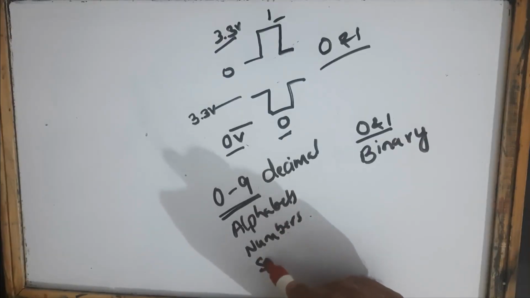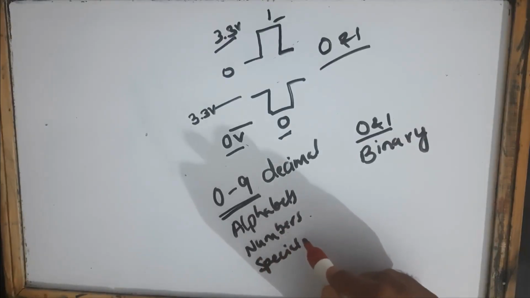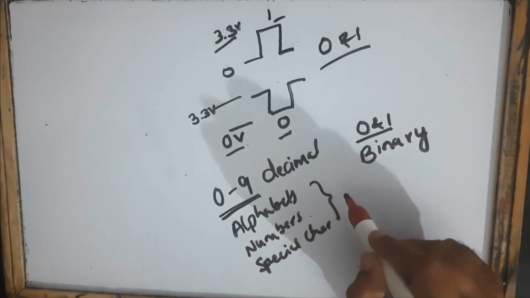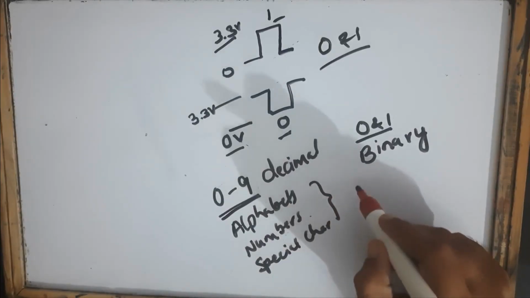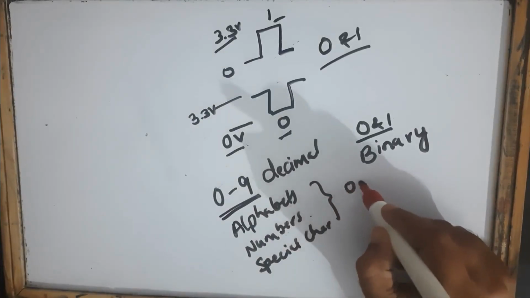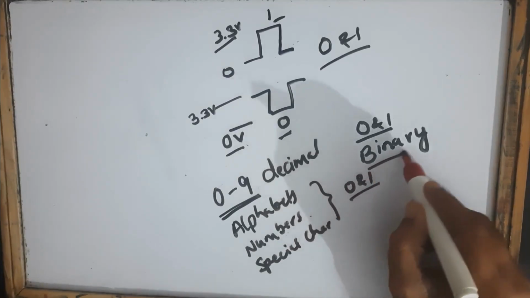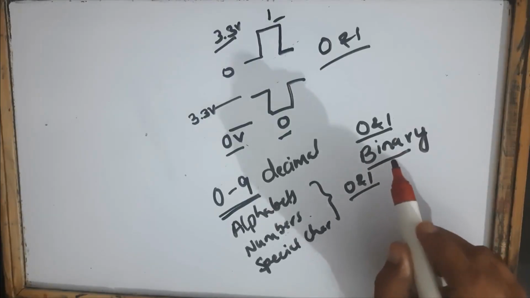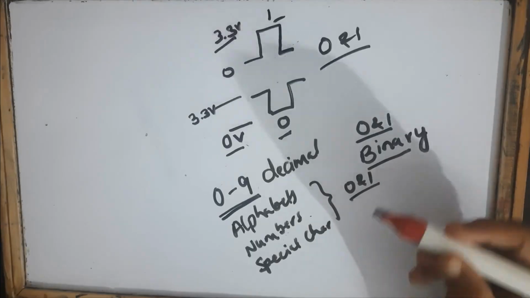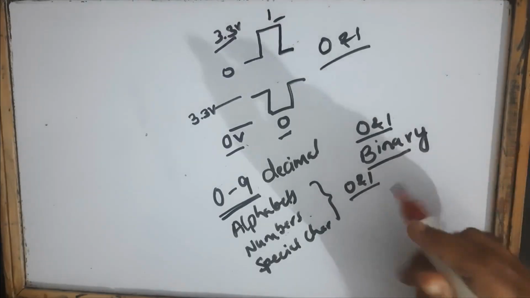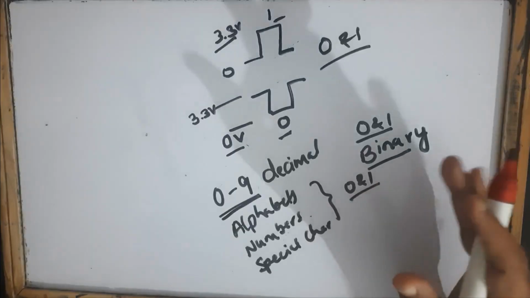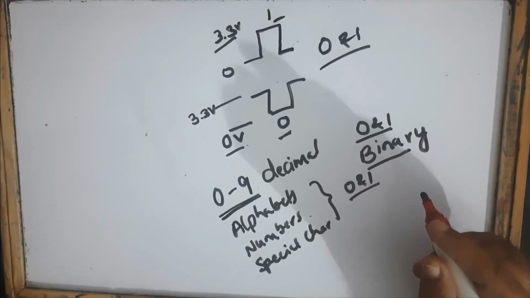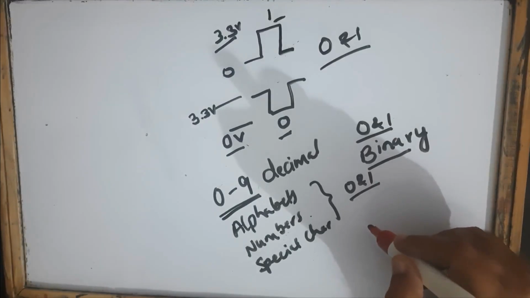numbers, special characters, everything will be fed into the computer. Whatever we feed into the computer will be converted into 0 and 1 format. That means binary format, and it will be used as required in the computer system. It will use the computer circuits to understand the 0 and 1, and it will convert it into meaningful information, whatever is required by the user.